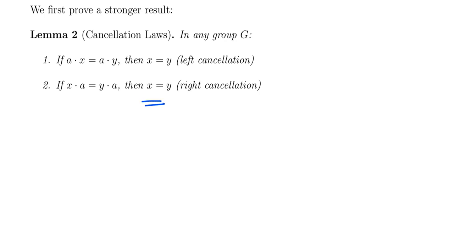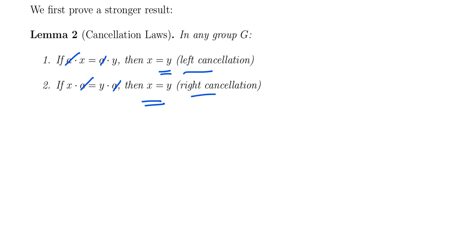So this is called the left cancellation and the right cancellation. This is the left cancellation, this is the right cancellation. Left cancellation like that, and right cancellation like that. The idea is to pre-multiply by A inverse on both sides, then we get X equals Y. Post-multiply by A inverse on both sides, then X equals Y. So that is called the left cancellation and the right cancellation.